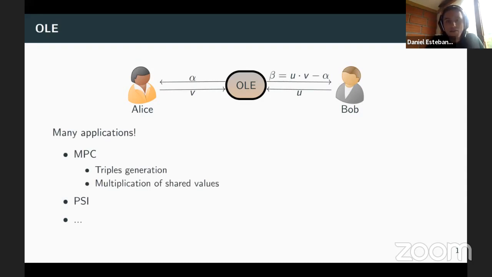So why would you study OLE? Well, OLE has many applications. You probably have seen some of them along the conference itself. For MPC, which is of course our case of interest, we can use it to generate multiplication triples, and more generally, to handle multiplication of shared values. It's a very fundamental primitive for MPC. It can also be used in other domains like PSI and many other cryptographic constructions. So if you improve the efficiency of an OLE protocol, in principle, you are improving the efficiency of a lot of different protocols. So it definitely makes sense to work hard on improving this primitive.